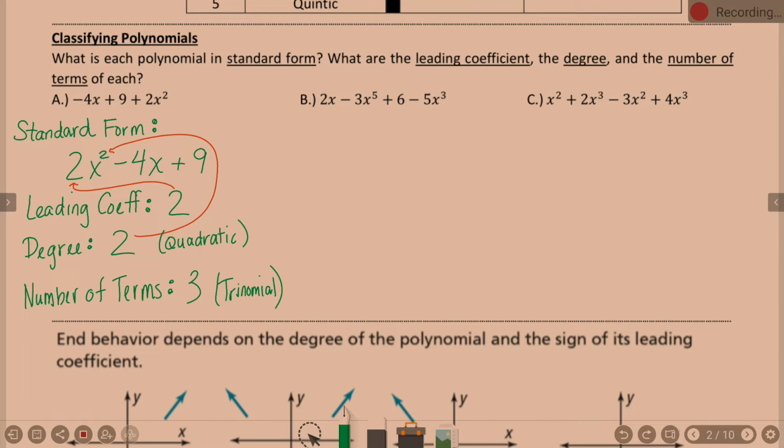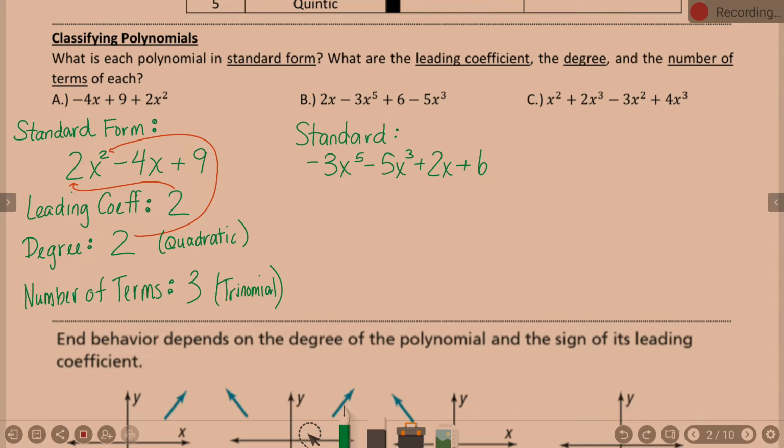Okay, B. 2x minus 3x to the 5th plus 6 minus 5x cubed. Let's start with standard form. What do you got, Paul? Negative 3x to the 5th minus 5x to the 3rd plus 2x plus 6. You kept all the appropriate signs in front of the appropriate terms.